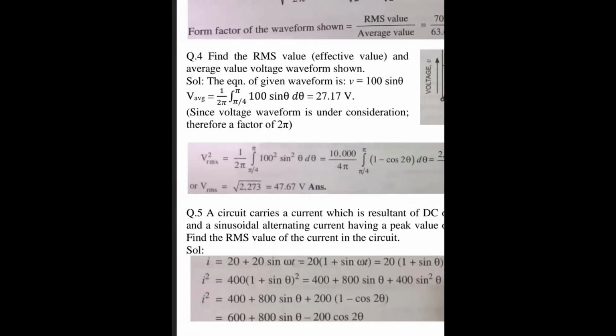The sinusoidal value is the same, Vm sin theta. So we have to square it, Vm square sin square theta d theta. Limits are pi by 4 to pi, and 1 upon 2 pi. When we are dividing by 1 upon 2 pi, we are calculating for the full cycle. As I have mentioned earlier, if it is not given in the numerical, then we have to calculate for the whole cycle. Okay, so we are dividing by 2 pi to get the average value, and then we will take the square root to get the RMS value.